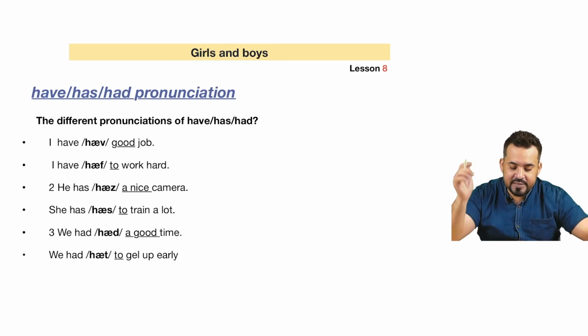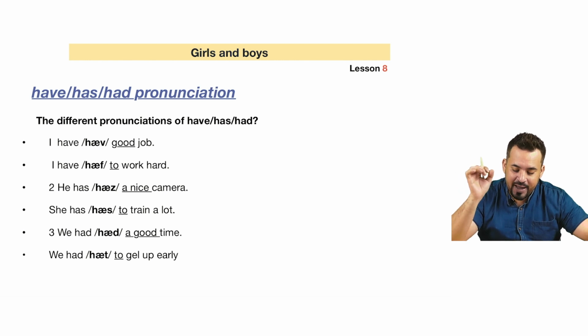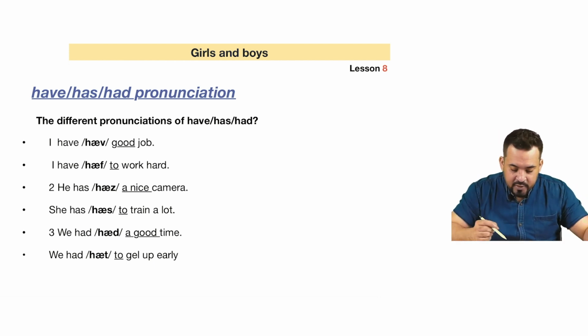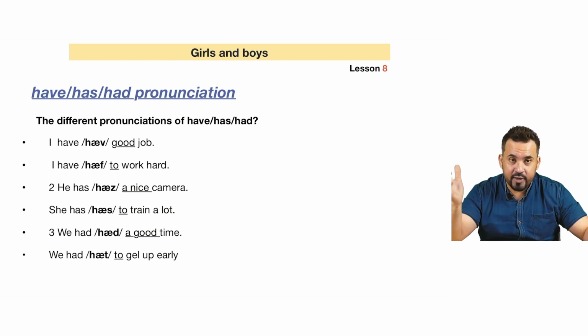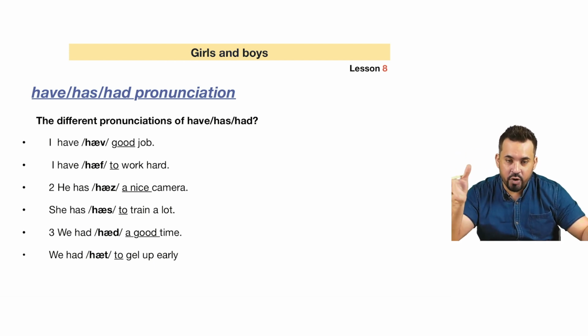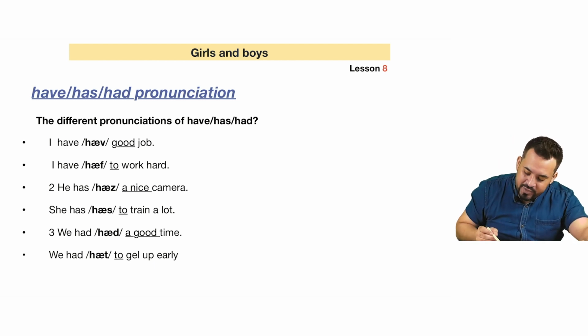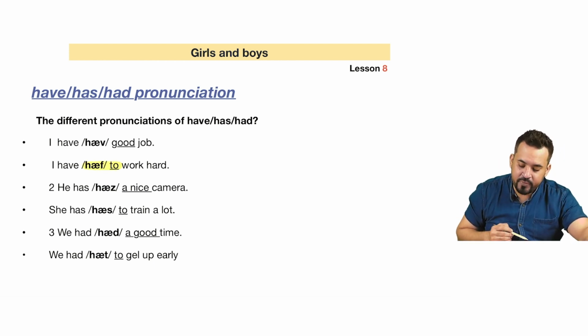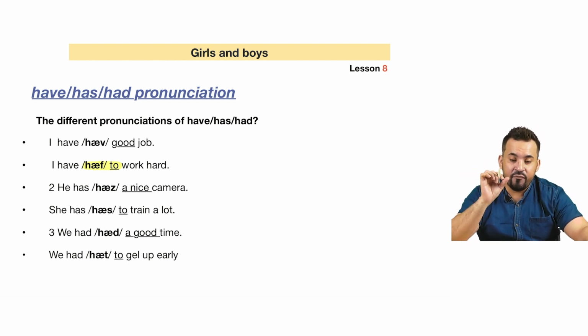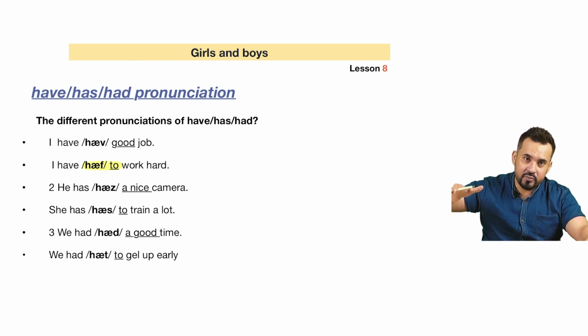All right, let's take a look at have to and has to pronunciation, and the different pronunciation of have, has, and had. Okay? I have a good job. I have to work. I have to work hard. So notice when to is following have, it becomes an f sound, not a v sound. I have a good job. I have to. I have to.